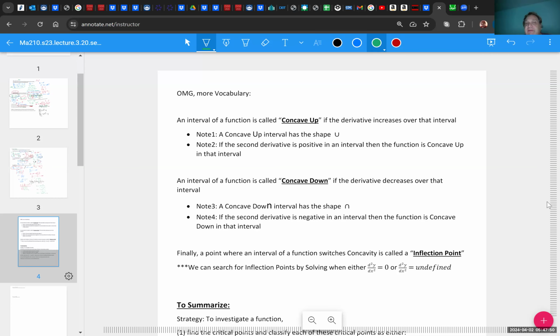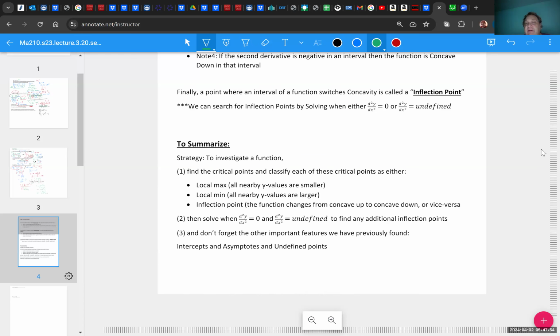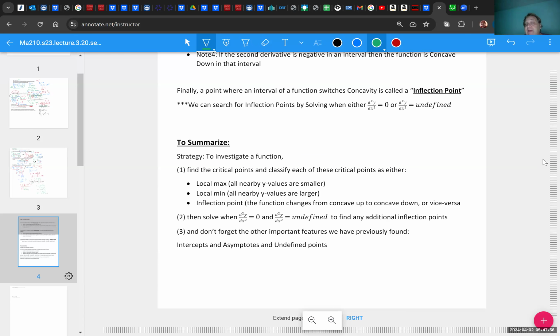All right, and then a little summary here on this page, just to kind of keep you grounded as to a strategy. Step number 1, we're going to find the critical points and try to classify them as a local max, local min, or inflection point. Then we're going to solve the second derivative equaling 0 and equaling undefined to find any additional inflection points.